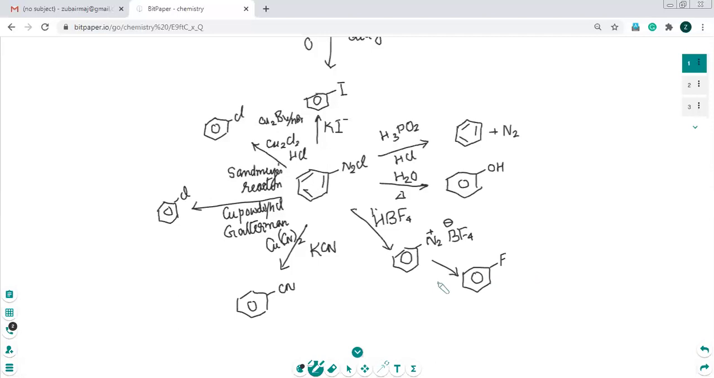And you can do one more thing. If you take this salt and react with NaNO2 and copper powder, something interesting, you get your nitrobenzene. Sorry, NO2, nitrobenzene. Right?